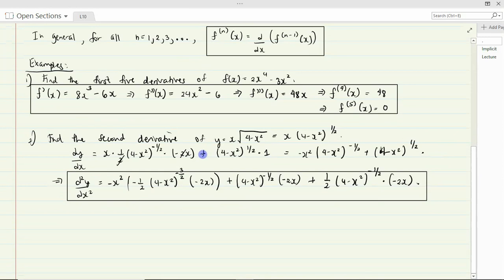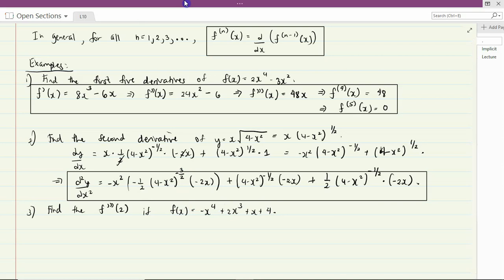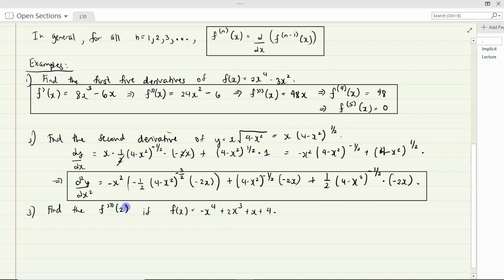Sana clear ang second example. Let us have the third example. Sabi dito, find daw f triple prime of 2 if our function f is negative x raised to 4 plus 2x cubed plus x plus 4. Okay? So, gusto natin ang third derivative. Tapos, i-evaluate natin siya when x is 2.